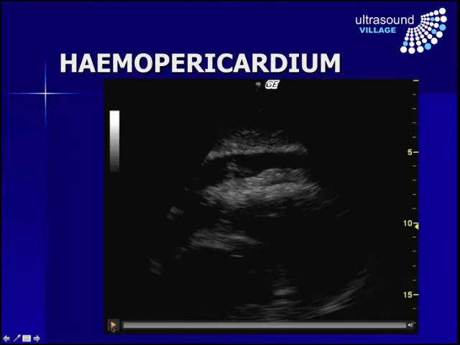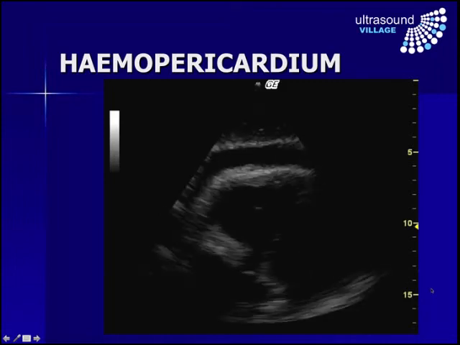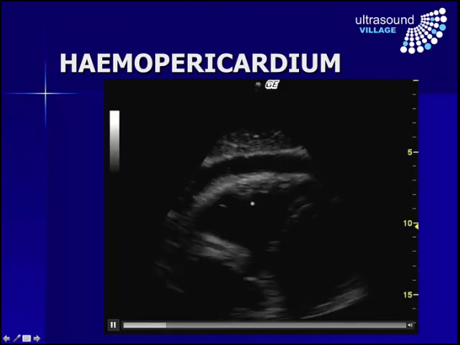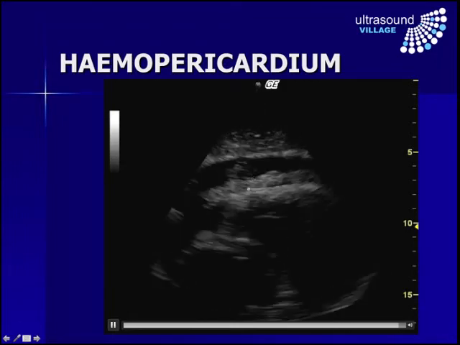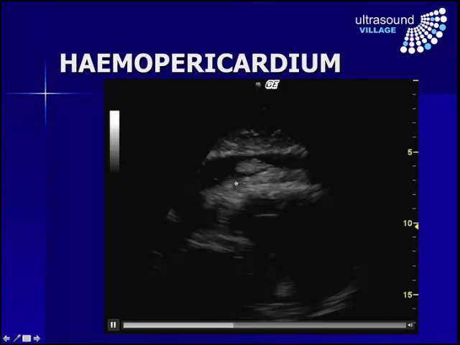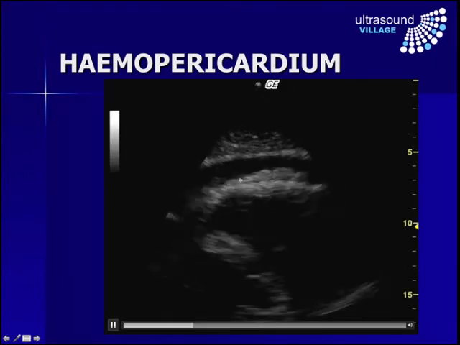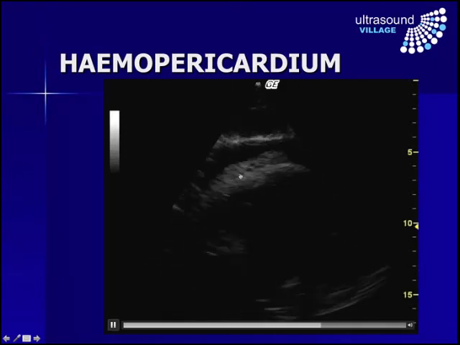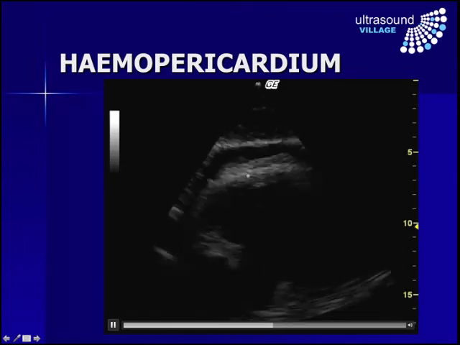So here is an example of a hemopericardium. This is from an aortic dissection. We can see here, this is a subcostal view, here is the right ventricle. We see the echo-free space of the fluid, but as well, we see this echogenic mass flopping back and forward on the surface of the right ventricle. And this is actually blood clot that has formed on the surface of the right ventricle.